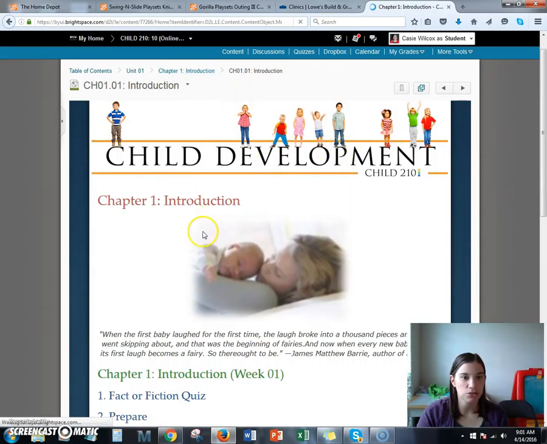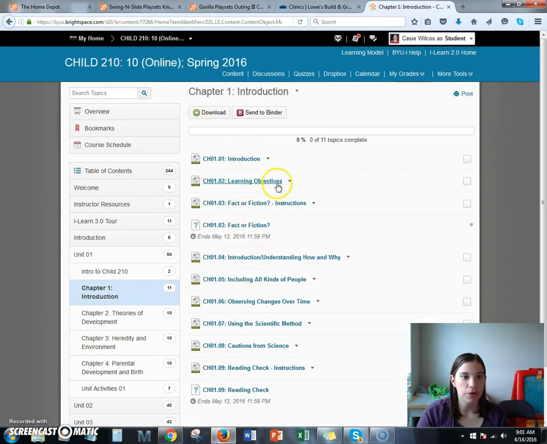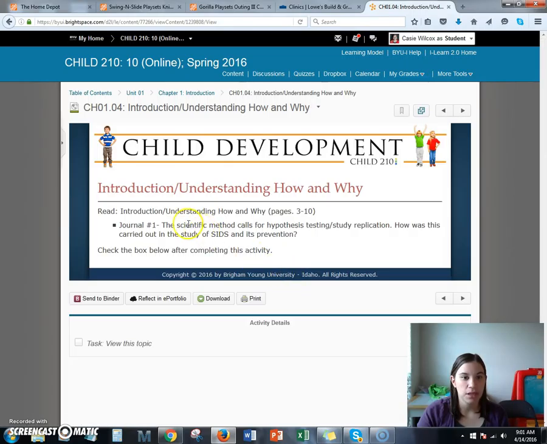So we'll go back to chapter 1. There we go. There's these fact or fiction quizzes that you need to take, as well as the reading checks that you need to take. So they're highlighted. You can tell that you need to take those because there's a due date. Then through each of these, you're going to open each of them, and it will give you instructions.